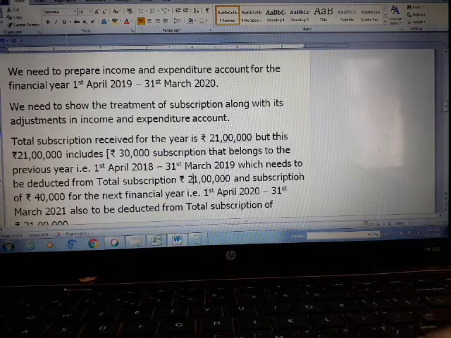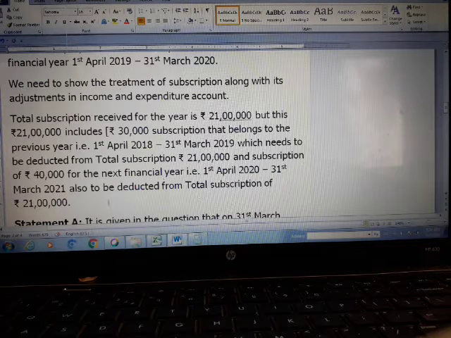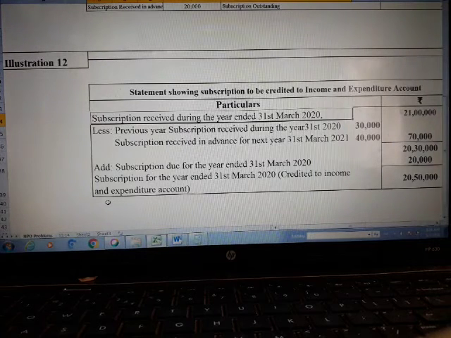Similarly, an amount of rupees 40,000 is also included in subscription, which is an advance subscription for the next financial year 2020 to 21. Can you able to understand? So that amount should also be deducted from the total subscription of rupees 21 lakhs. Now, how am I going to perform it? I am just showing you the workings.